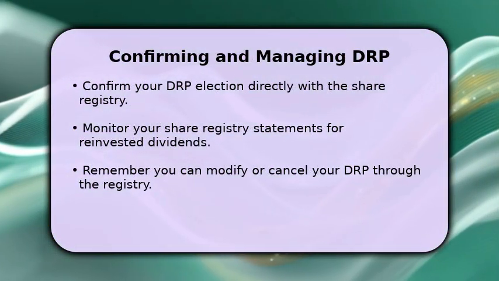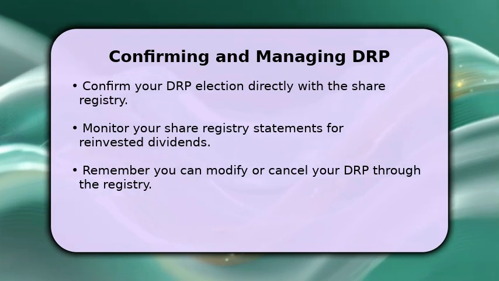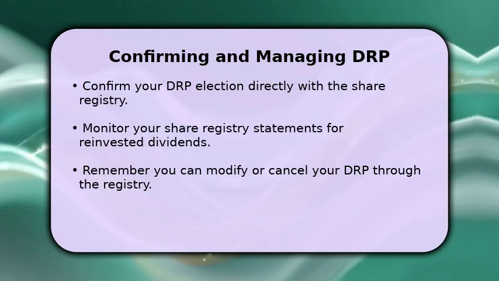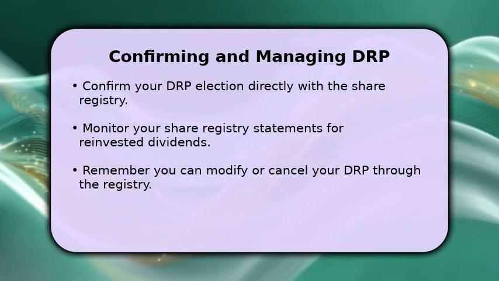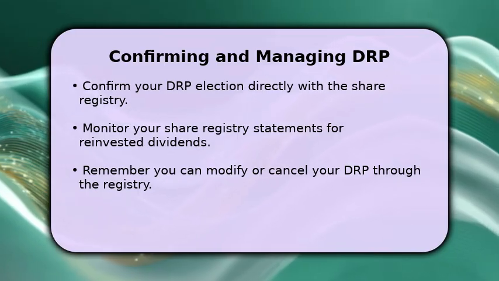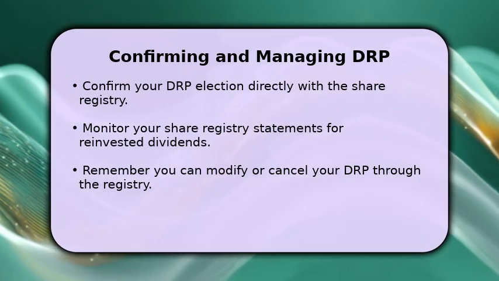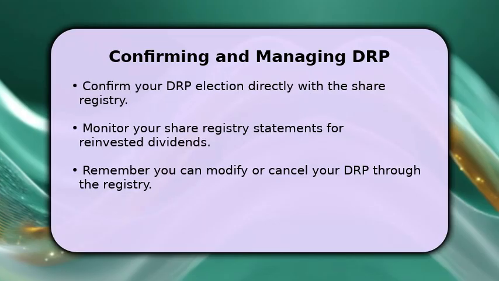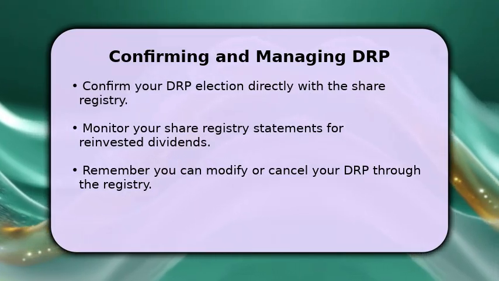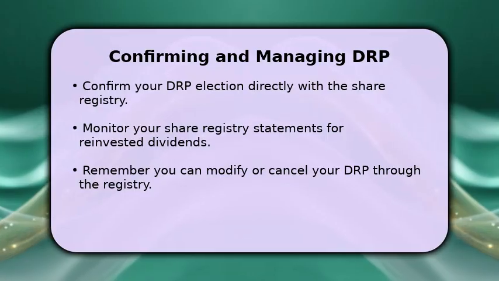After electing to participate, ensure you receive confirmation from the share registry that your dividend reinvestment plan is active. Regularly review the statements provided by the share registry to verify that your dividends are being automatically reinvested into additional shares. Keep in mind that you retain the flexibility to modify or cancel your DRP at any time by logging back into your share registry account.